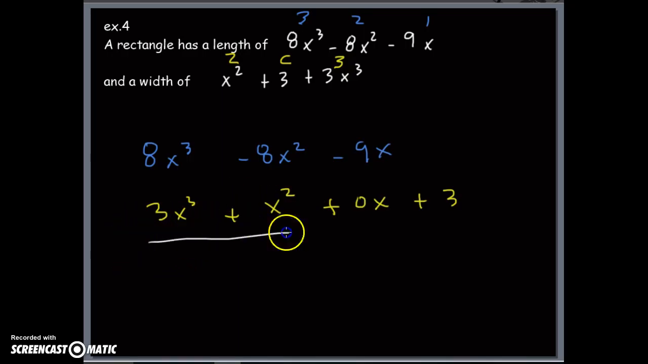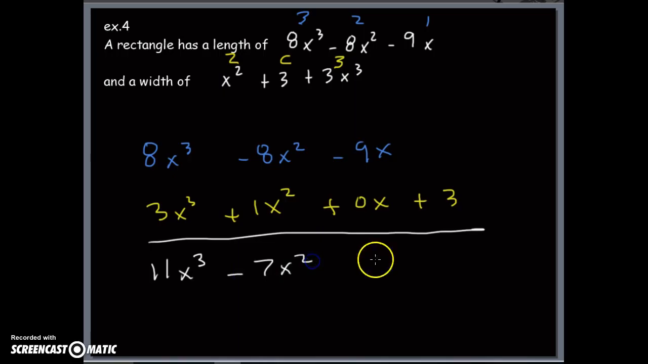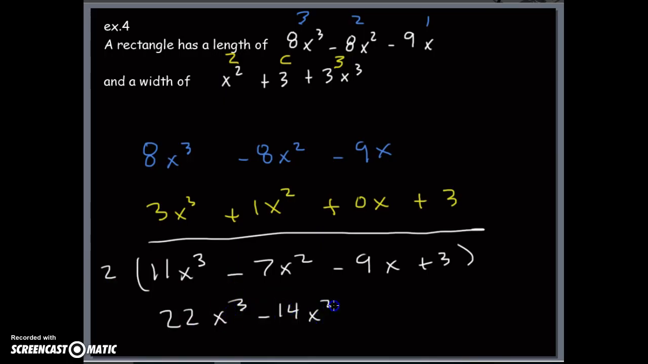Now we can go ahead and add them together. So our coefficients add up to 11 here. Now here, this x squared does not have a number in front of it, so if you want to put a number, just so you know that there's 1x squared here, you may. -8 plus 1x squared is a -7x squared, minus 9x plus 3. Now we can go ahead for our final step and double our answer for the perimeter. So we've got 22x to the third minus 14x squared minus 18x plus 6.